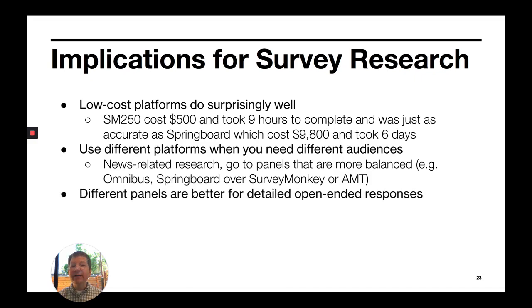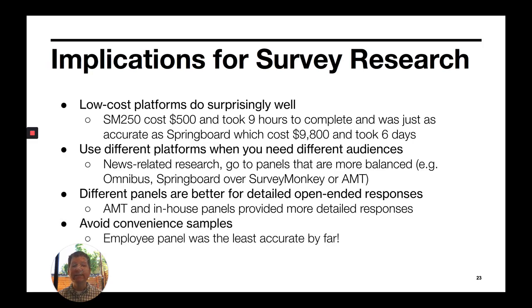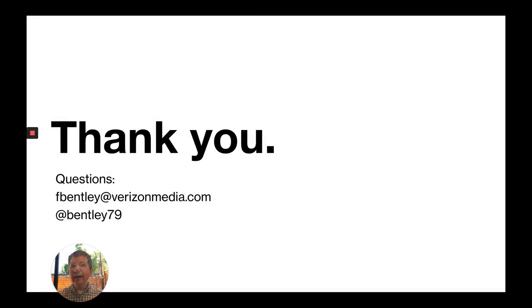And different panels are better for detailed open-ended responses. Mechanical Turk and some of our in-house panels provided more detailed responses than some of the panels that scored better on other metrics. And then we should avoid convenience samples. So the employee panel was the least accurate by far. It had a very, very high error rate. And we know this. We know that people who are like us are very different from the general population. And so we should not sample our colleagues, sample our schoolmates, sample our fellow employees, because those responses will be very skewed. And that is all I had to talk about today.